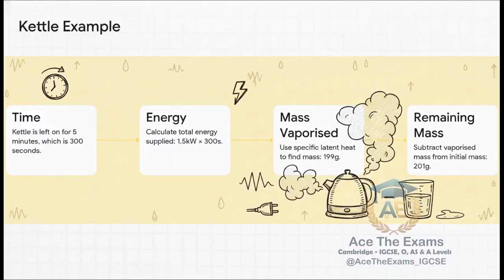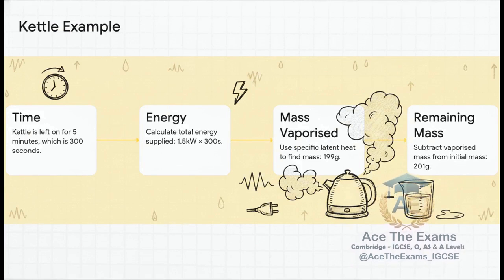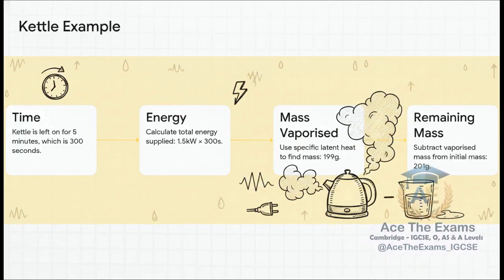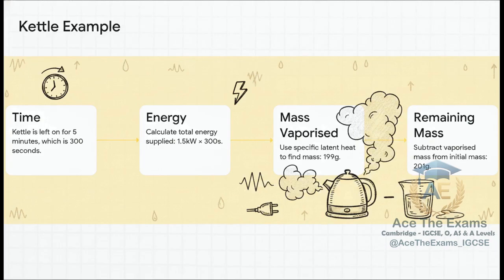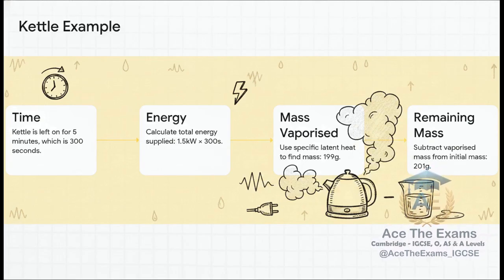Let's tackle the final boss calculation of this segment. Imagine a 1.5 kilowatt kettle containing 400 grams of already boiling water. It's left switched on for an additional 5 minutes. We need to calculate the exact mass of water remaining in the kettle. Here is exactly how you decode this. Step 1. Time must always be in seconds. 5 minutes is 300 seconds.